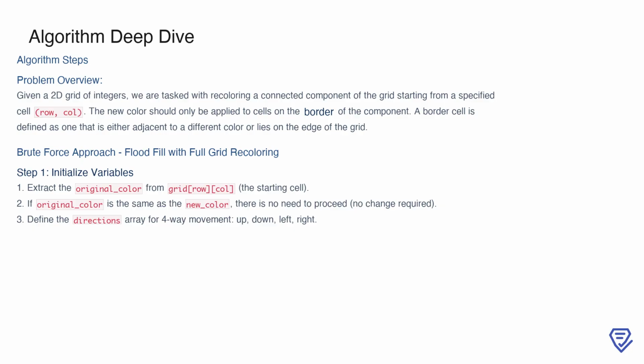Now, a simple brute force approach to this problem involves using a flood fill technique. First, we initialize our variables. We extract the original_color from the starting cell, which helps us identify all connected cells that need processing. If the original_color is the same as the new_color, no changes are necessary, so we can skip further processing. To handle traversal of the grid, we define a directions array to move up, down, left, and right, which ensures we cover all possible neighbors during the flood fill operation.